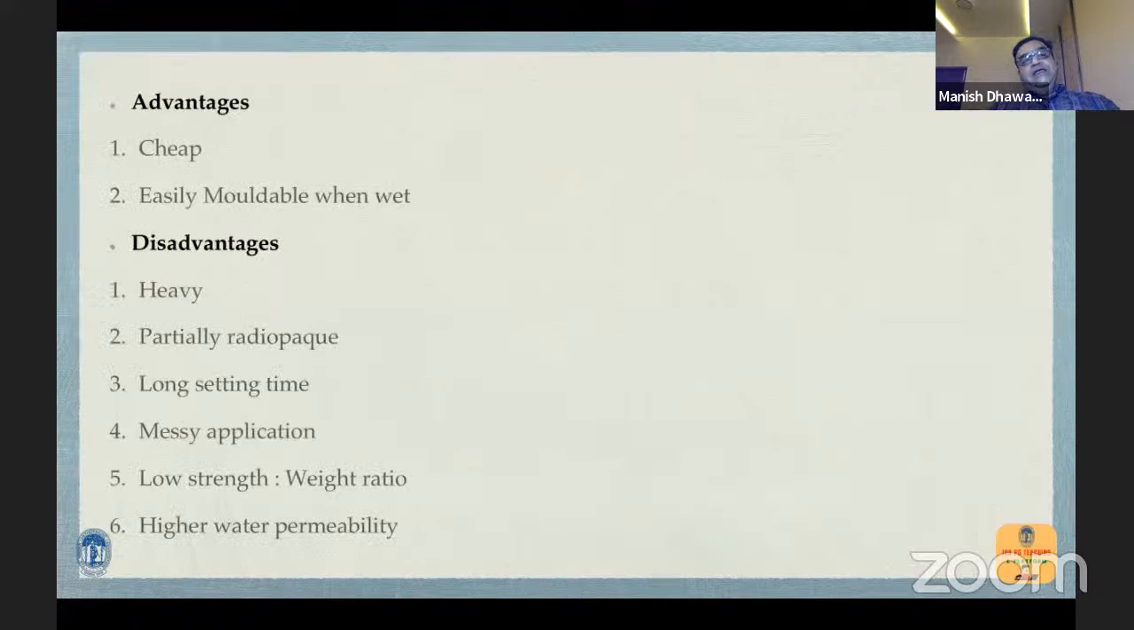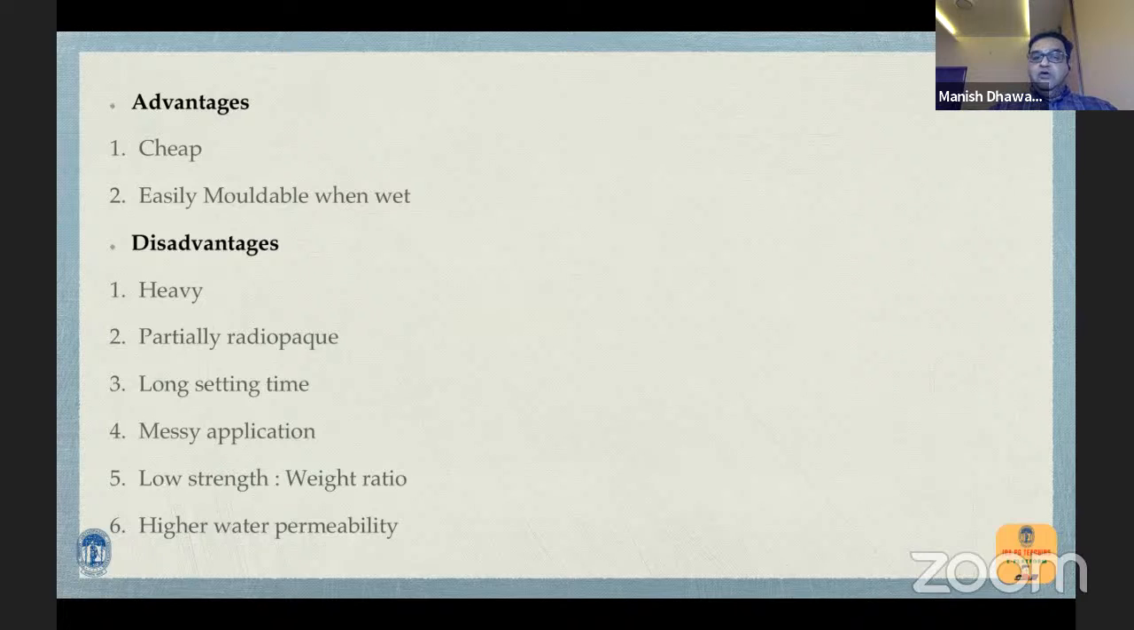So what are the advantages of plaster of Paris? It is cheap. It is easily moldable when wet. Now it has certain disadvantages also. It is heavy. It is partially opaque. It has a long setting time. It has a messy application.